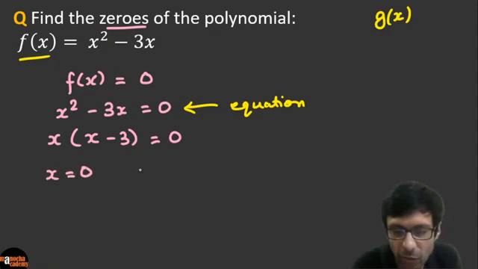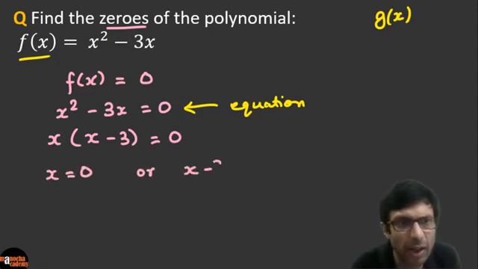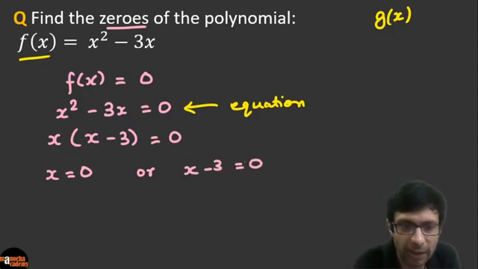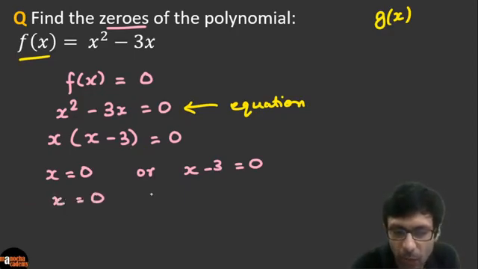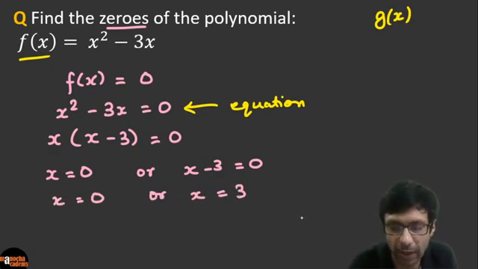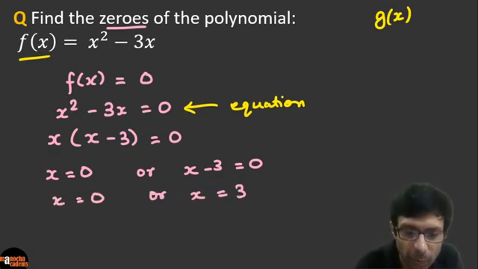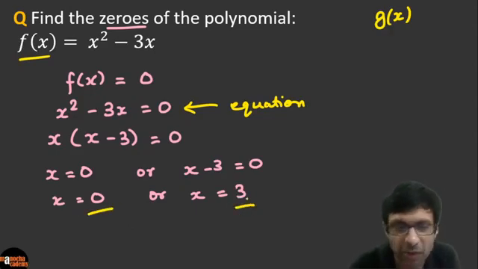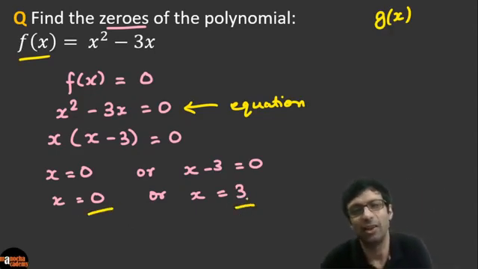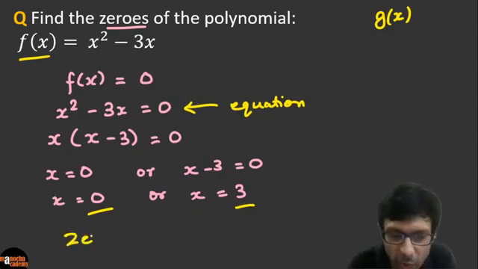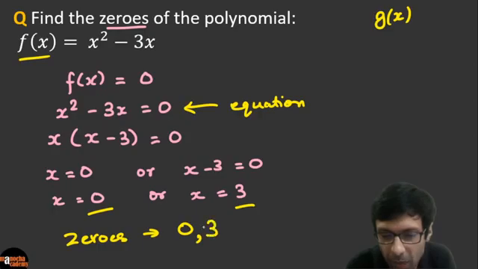right? So either x is 0 or x minus 3 is equal to 0. Okay, because either this term can be 0 or this term. Right, guys? And so either x is 0 or x is equal to 3. We take the minus 3 to the other side. So what are our zeros of the polynomial? The values 0 and 3. Excellent. I see a lot of you got the right answer. So the zeros of this polynomial are 0 and 3.